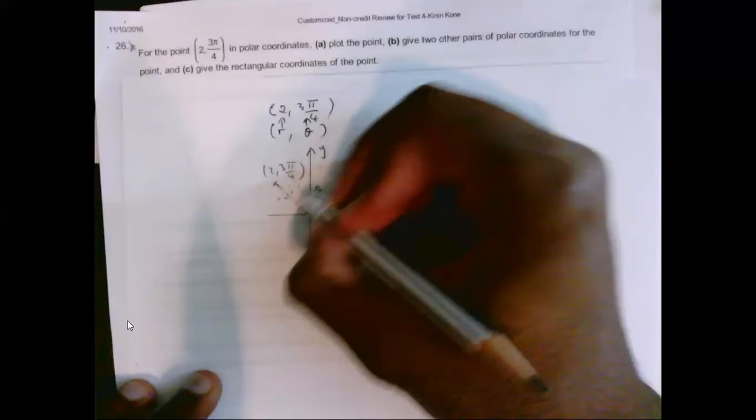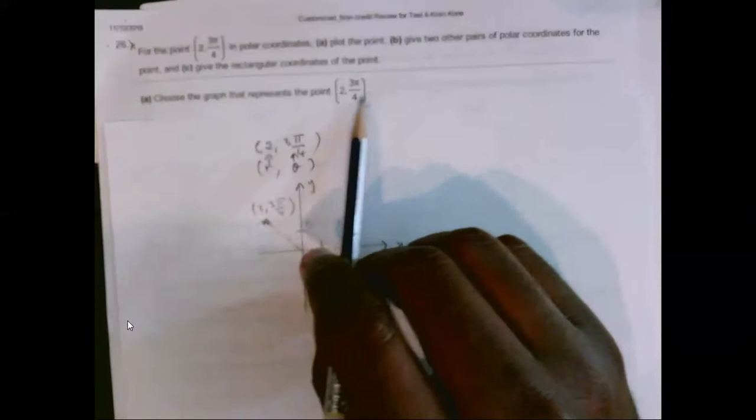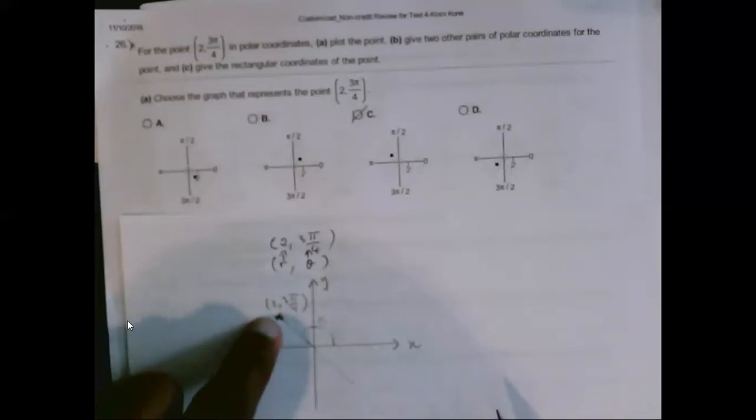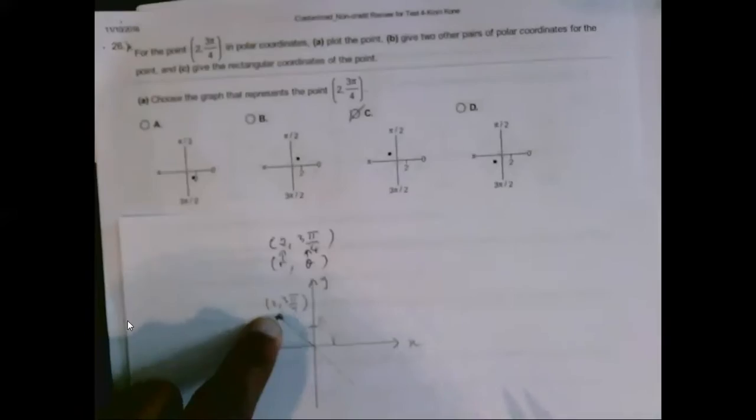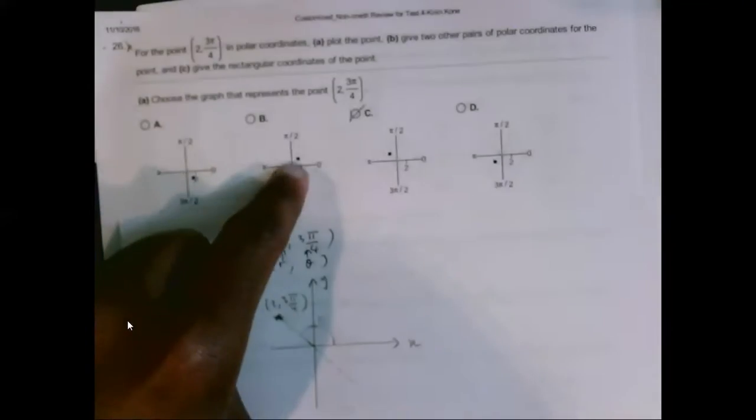So now they say choose the graph that represents that point, (2, 3π/4). So I look at which graph represents it. My point is on this side, and I'm looking at it and I see that I have its point here. B is eliminated, D I can eliminate, so my answer choice is C. So I'm done with the first part.